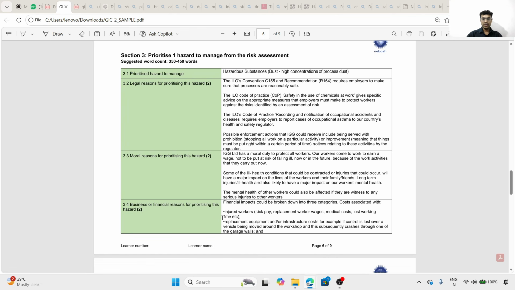Then 3.4, the financial impact will also be mentioned, like costs associated with the injured person: sick pay, replacement worker wages, medical cost, lost working time, LTI and all this. Then replacement equipment, infrastructure cost and everything. We had mentioned a lot of controls that we require. So all these things we need to mention over here.